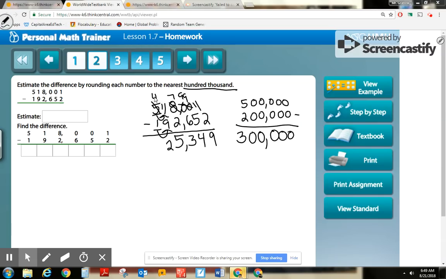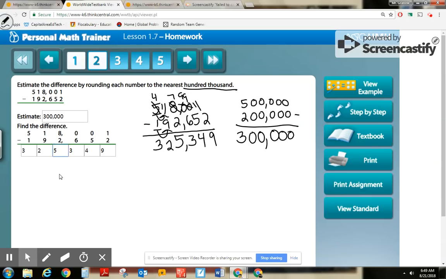Then 400,000 minus 100,000 is 300,000. So I gotta make sure I put in my answers here. 300,000 is the estimate. I just tab, go to the next.